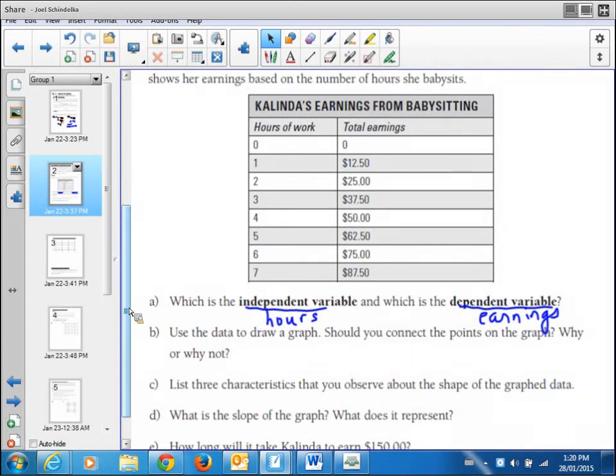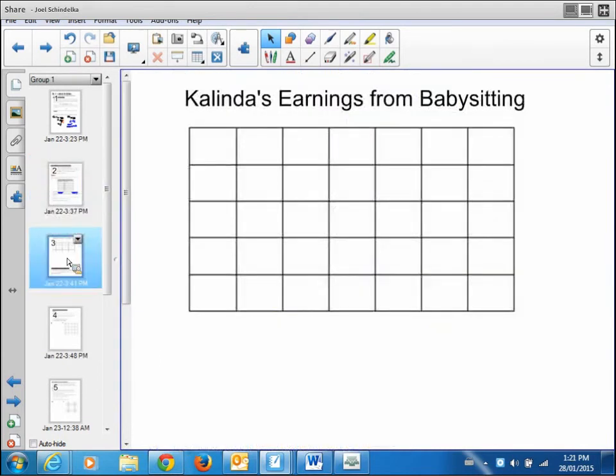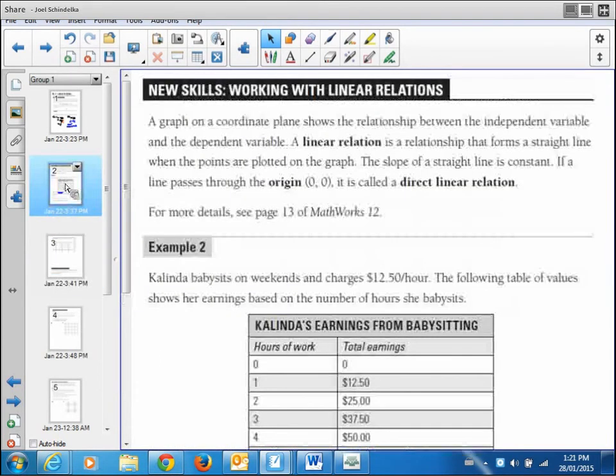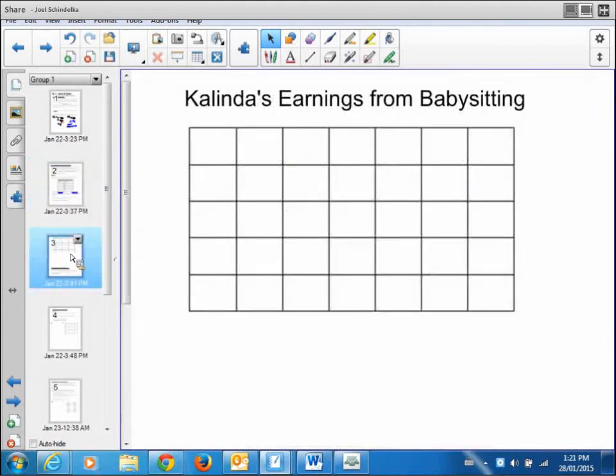Use the data to draw a graph, and we'll connect the points. Should you connect the points? We will, we'll talk about that in a second. So, Kalinda's earnings from babysitting. I have that graph for you on the next page, just because it wouldn't fit nicely on that handout.